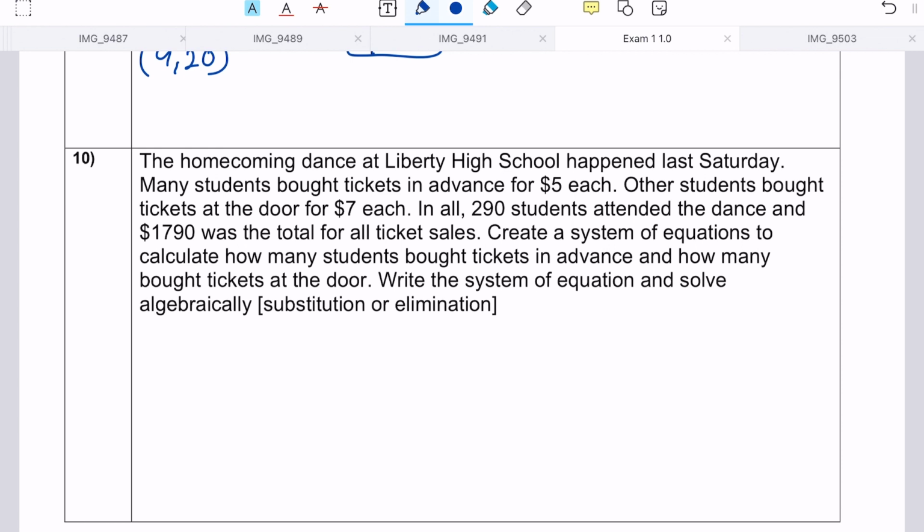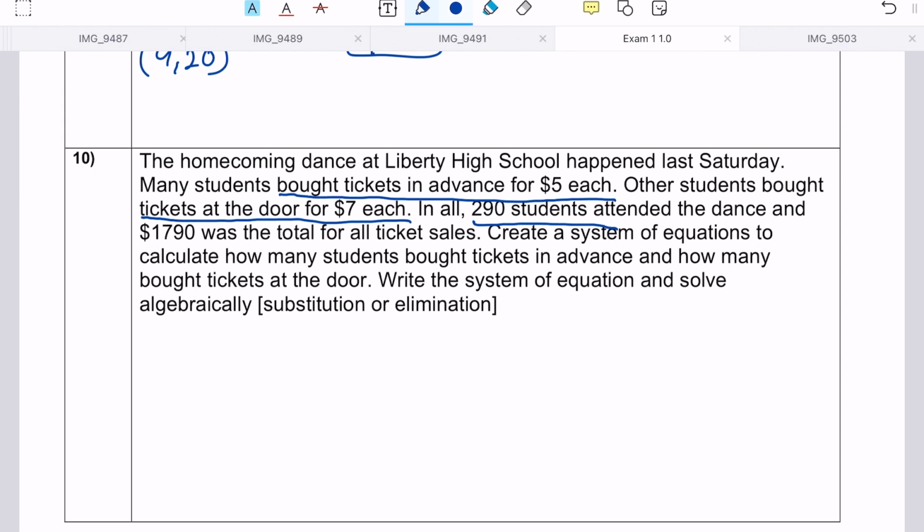homecoming dance at Liberty High School happened last Saturday. Many students bought tickets in advance for $5 each. So we have our first group of students, right? Who bought tickets in advance. And they bought it for $5 each. Other students bought tickets at the door. So those who bought tickets at the door paid $7 each. And in all, 290 students attended the dance. That's another important piece of information.